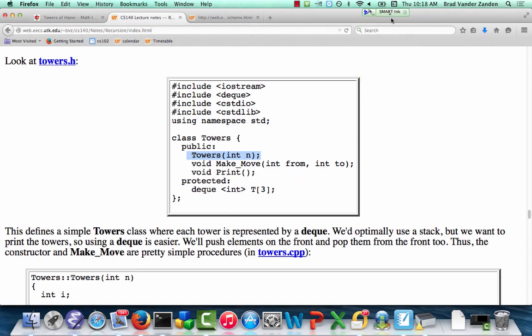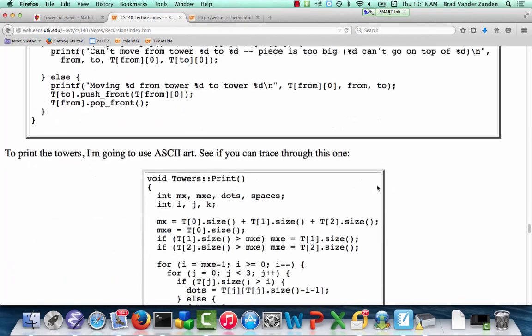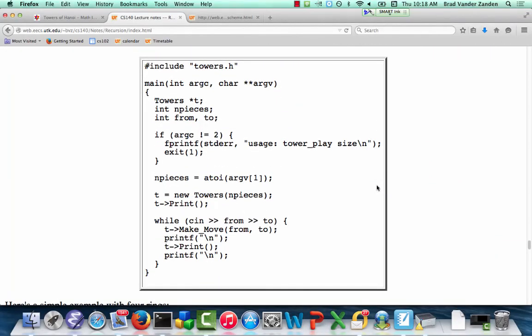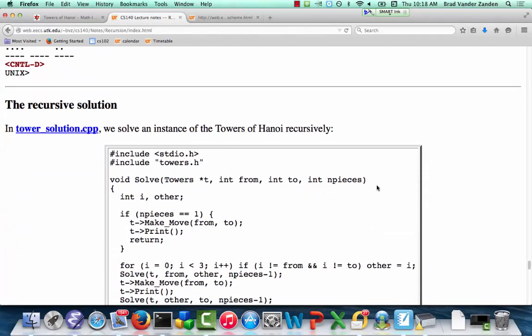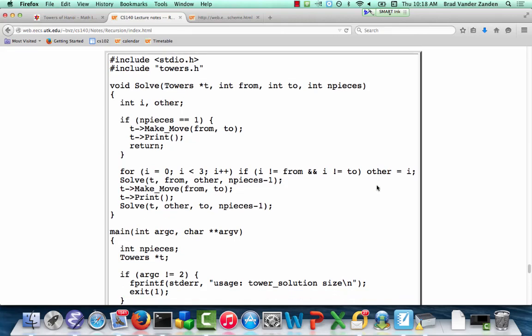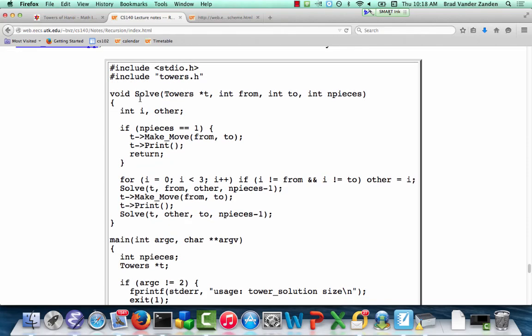Really the only interesting thing, I think, is the solution. So we'll start with really just solve. So we have an instance of towers. We're moving a set of pieces from one spindle to another spindle, and we're moving that many number of pieces.